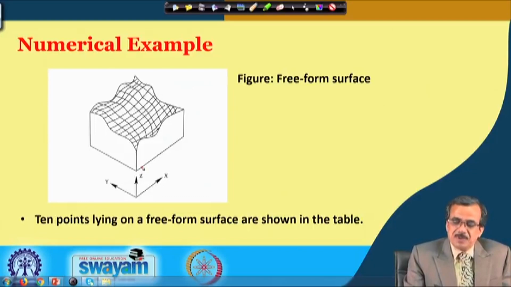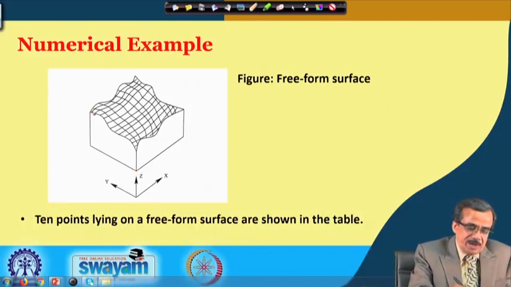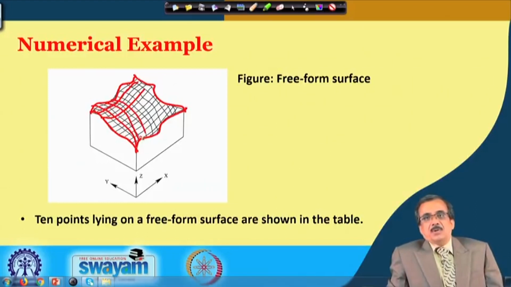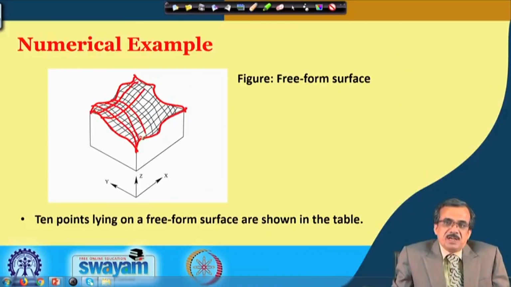So, this example is nothing but the example of the free-form surface, and let me repeat. This is the free-form surface, and I will have to do the machining to get this type of free-form surface. So, how to get it? To carry out this particular machining, we use milling cutters.